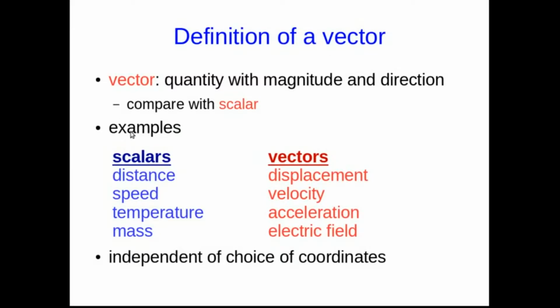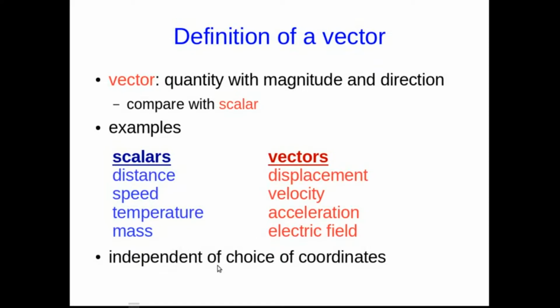So a vector is a quantity that has both magnitude and direction. The magnitude is what we call the size of the vector. Compare that with a scalar, which has magnitude only. So distance and speed are scalars; displacement and velocity are vectors. Temperature is a good example of a scalar. It doesn't make any sense to say the temperature in the room right now is 22 degrees Celsius up. Temperature doesn't have any direction associated with it, but a velocity does.